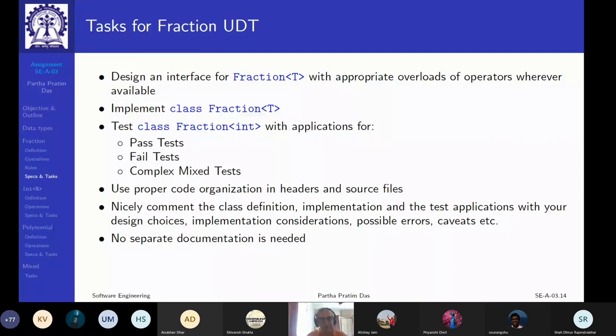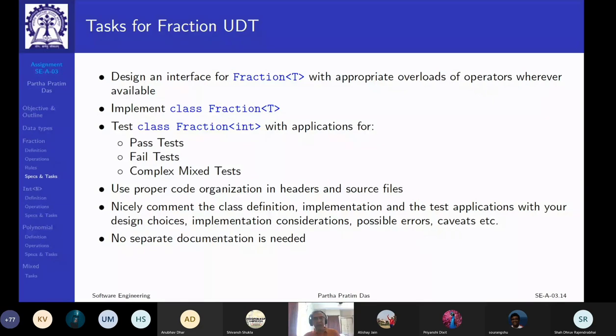At the same time, there are tests which you expect to fail. For example, if I try to construct a fraction with 2 and 0, then it should fail. It should not be possible to construct that. Or if I have a fraction 0 and I'm trying to divide another fraction by this fraction 0, then it should fail. Right? So you have a set of pass tests in a test application. You have a set of fail tests in a test application.